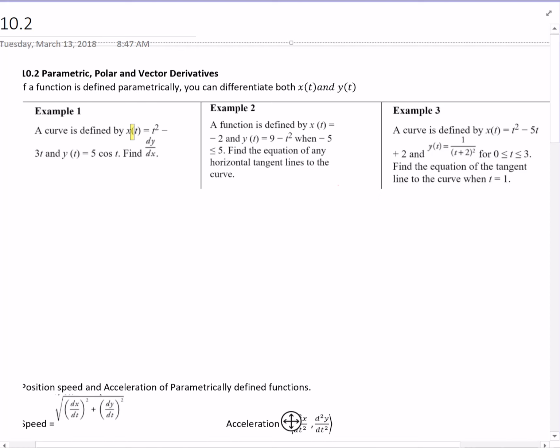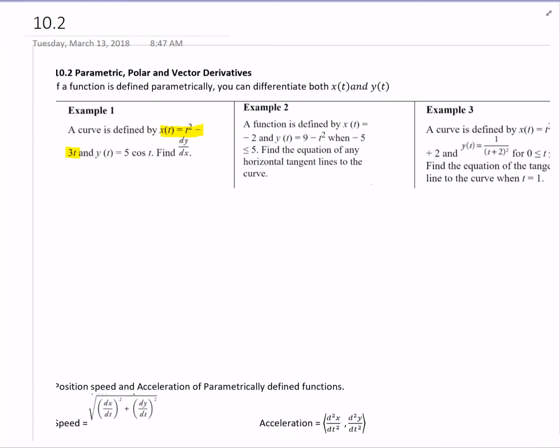We're given a function here, x of t equals 2t minus 3t, and y of t equals 5 cosine t. Again, parametric functions are just where the x piece is defined as a function of t, and the y piece is defined as a function of t. We're being asked to find dy/dx.